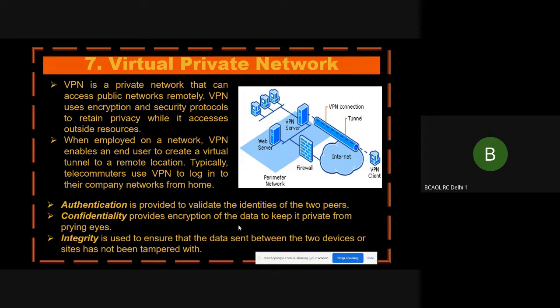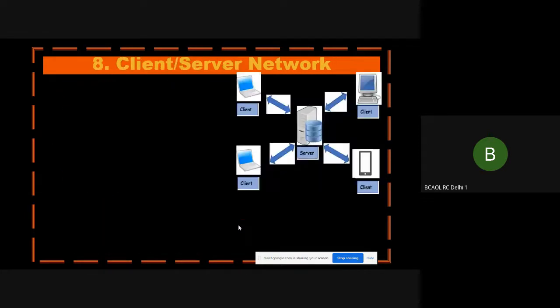And integrity is also maintained. That is to ensure that the data sent between the two devices or sites has not been tampered with. The data which is transferred by the person to the server, or from the server to the person, is not tampered with, right? So that is integrity. So that is your virtual private network.